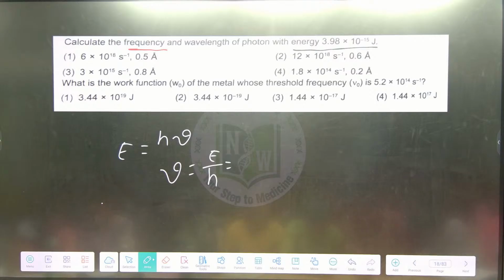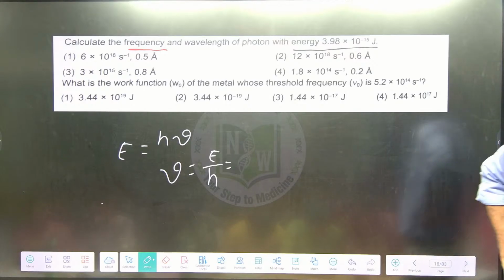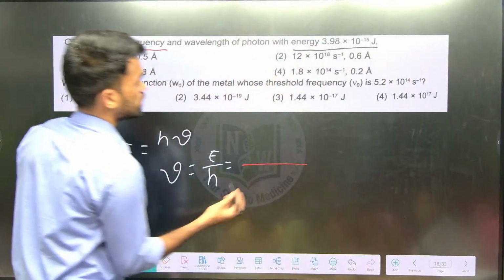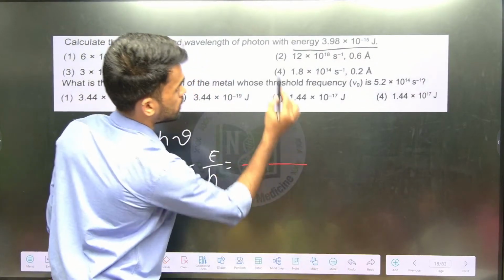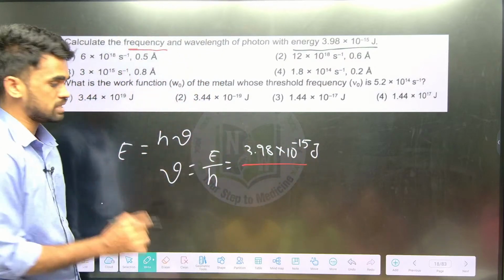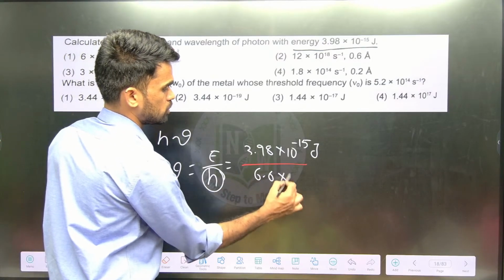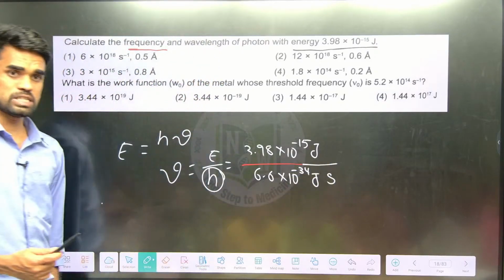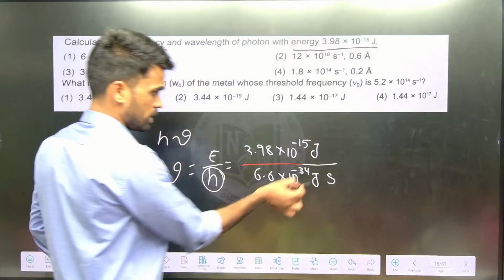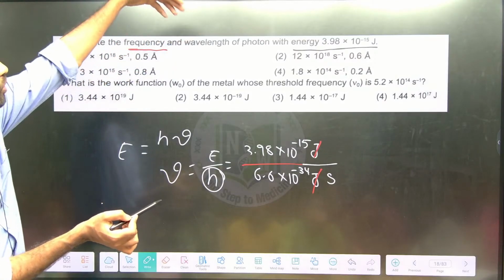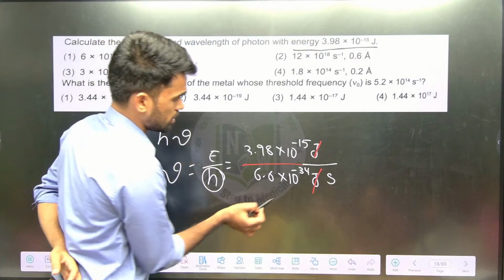Please do it fast. So how can we do this? 3.98 into 10 power minus 15 joules. Energy is given like this. What about the h value? 6.6 into 10 power minus 34 joule second. What are the units for Planck's constant? Remember them. So this you can remove. And here, they are asking for the frequency and wavelength of a photon with that much energy.